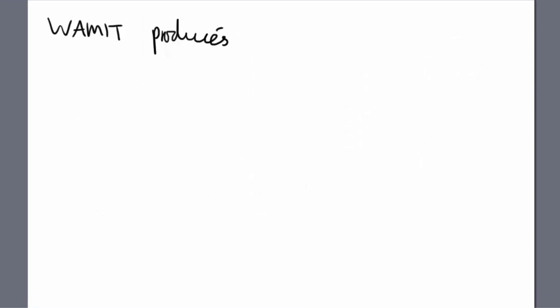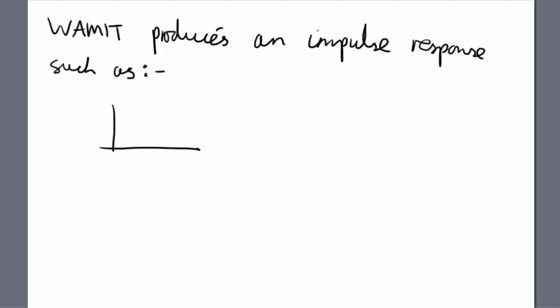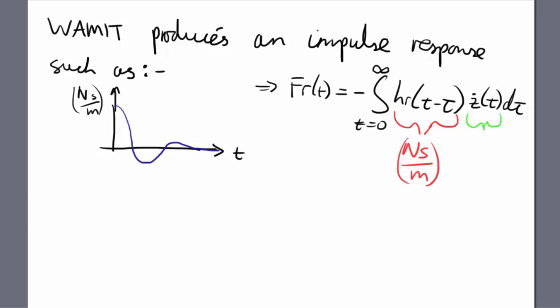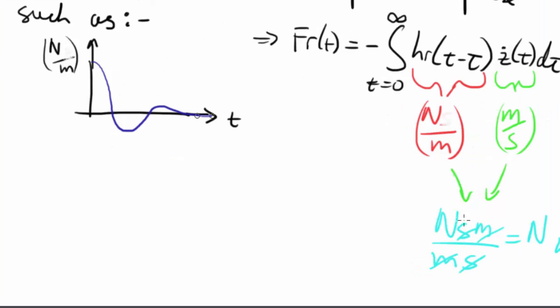WAMIT produces multiple things, such as the non-causal transfer function of the wave height to excitation force, the infinite mass value, and more importantly the impulse response of the radiation kernel, such as this one here, which has units of Newton seconds per meter. Here h_r is the impulse response, which has Newton seconds per meter, and velocities are meters per second. So the entire term is in newtons, which makes sense. This method is called the Cummins transformation.